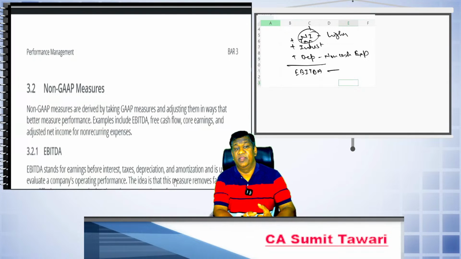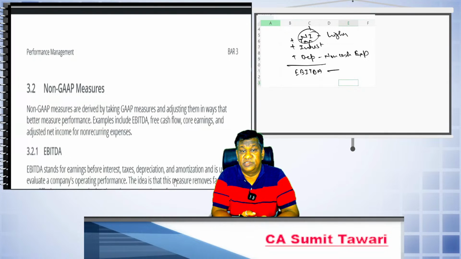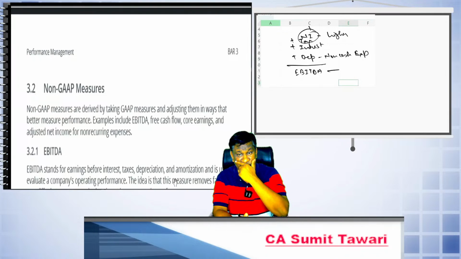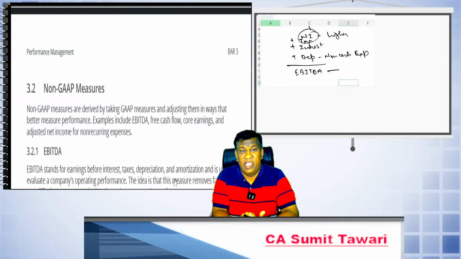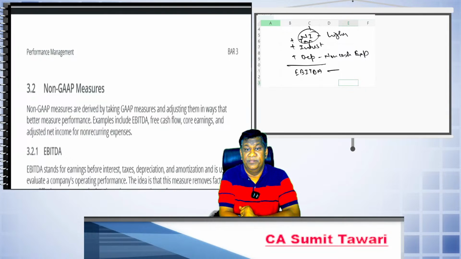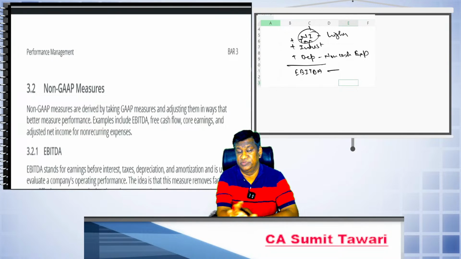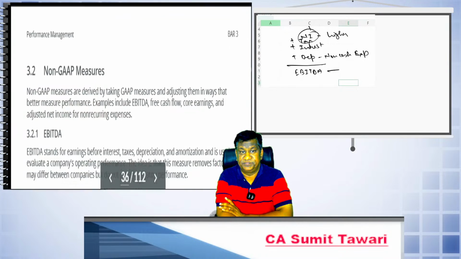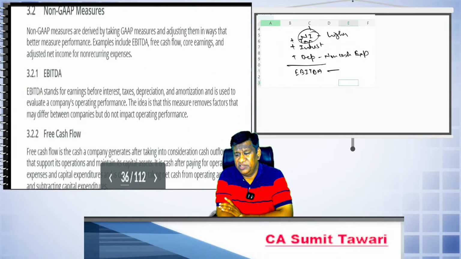Okay. So EBITDA stands for earnings before interest, taxes, depreciation and amortization. Amortization and depreciation are more or less the same. Depreciation we charge on a tangible asset and amortization we charge on an intangible asset, and it is used to evaluate companies' operating performance. The idea is that the measure removes a factor that may differ between the companies, but it does not impact the operating performance. So that's why we are basically removing this factor.